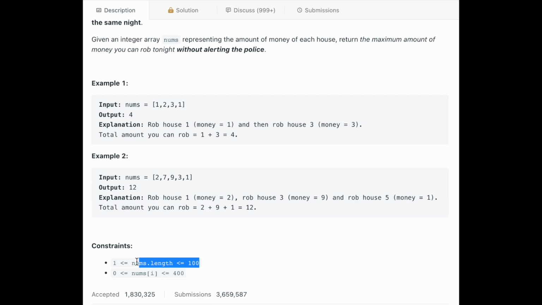Okay, let's look at the constraint section as well. The nums length is between 1 to 100, which means that the house robber will actually have houses that he can rob. So the length is not empty. Okay, let's go into the explanation part of it.